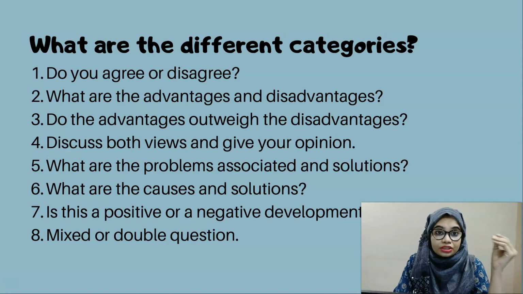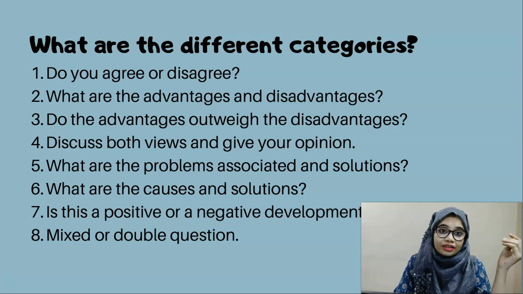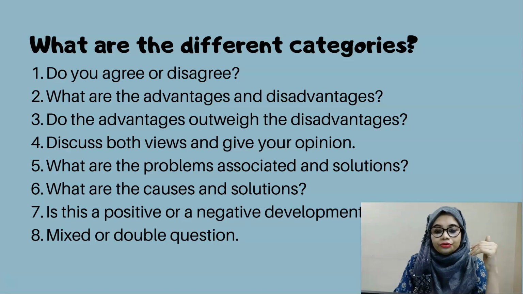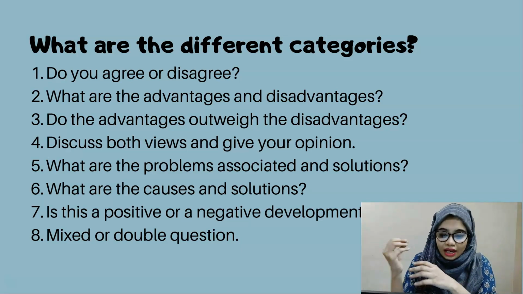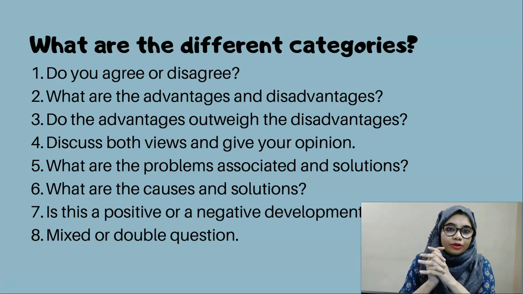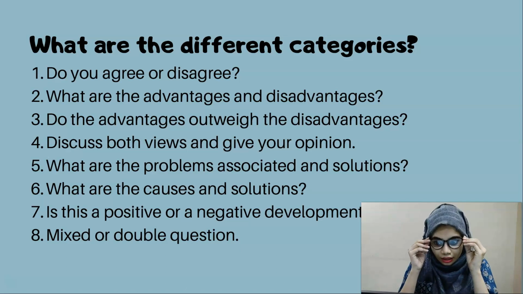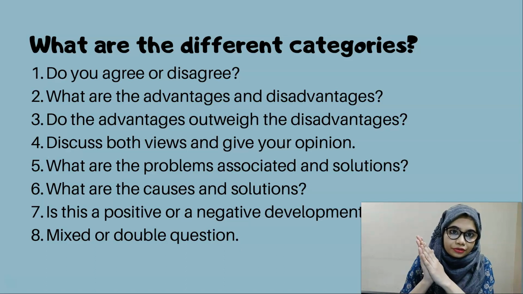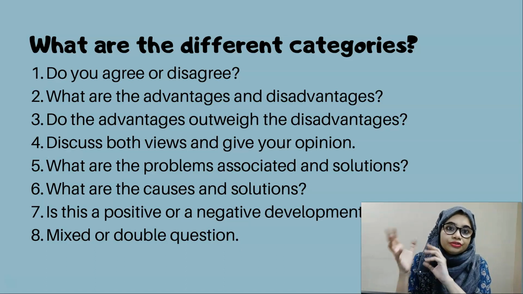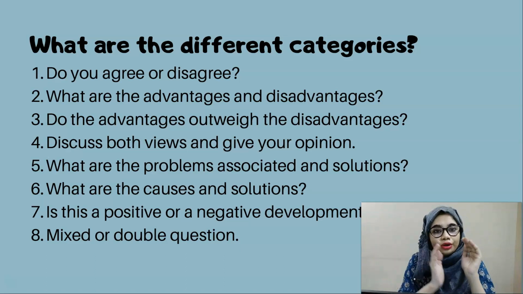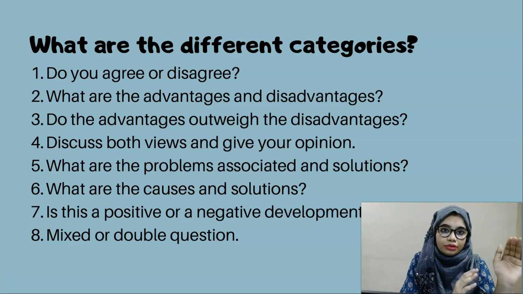That's it. Mixed or double question. Now this could get really difficult, or else it could get really easy, and it is very unpredictable. So you could be given a question where you would be asked what are the advantages, and at the same time you could be asked what are the causes. So mixed or double questions can be easy for you if the rest of the categories are easy for you, because you are required to use the logic and the structure and the pattern from all the other categories in order to have a successful attempt for a mixed or a double question.